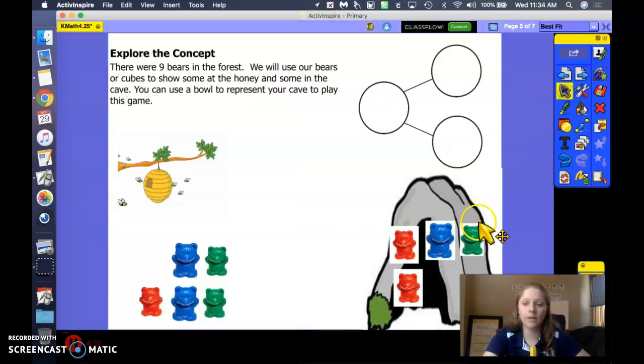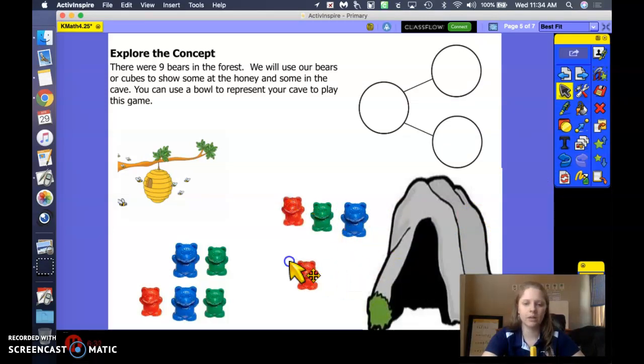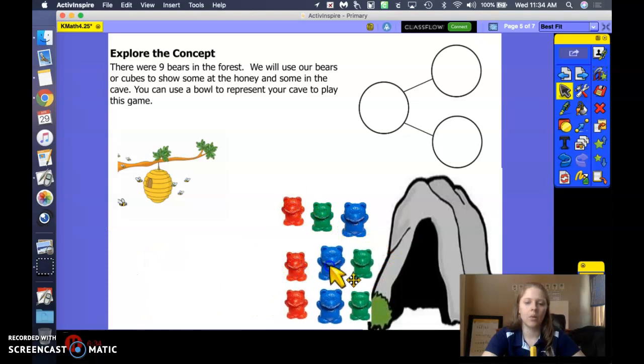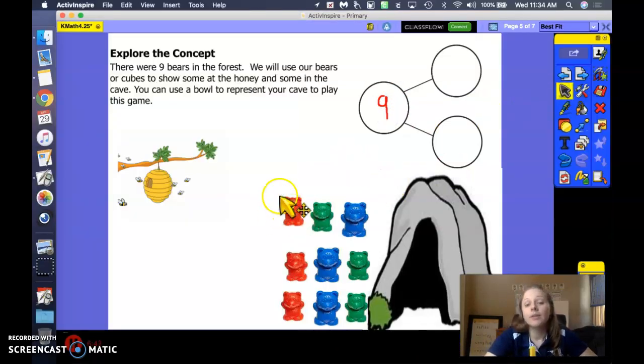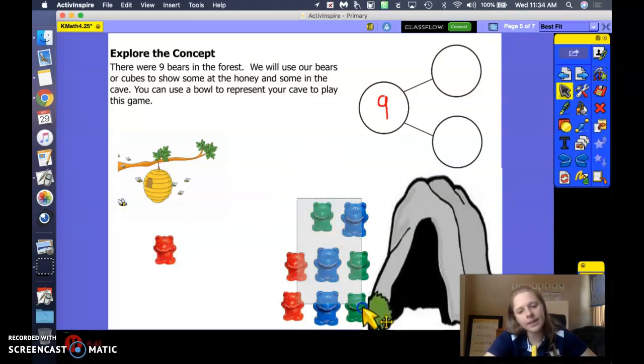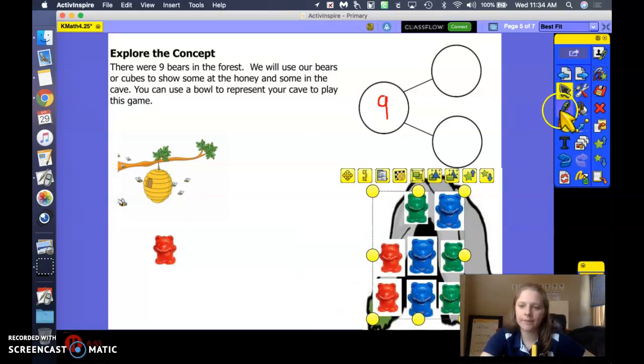So I'm going to start over again, and I'm going to tell a different story. Once upon a time, there were 9 bears. Put my 9 in the number bond. One bear decided he was really hungry and went to the beehive. The rest of the bears decided they were really sleepy and decided to go to the cave.